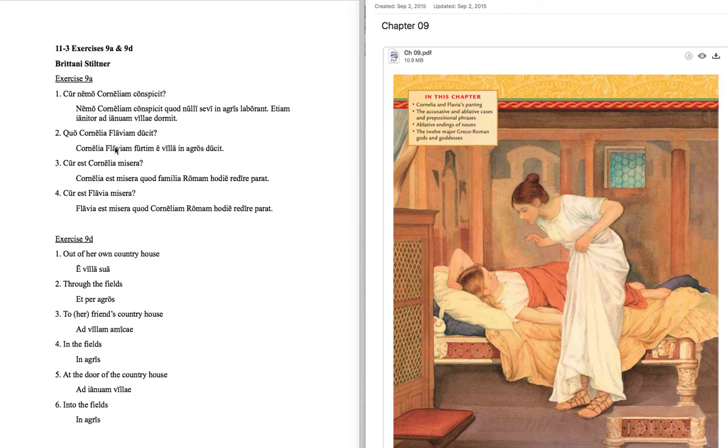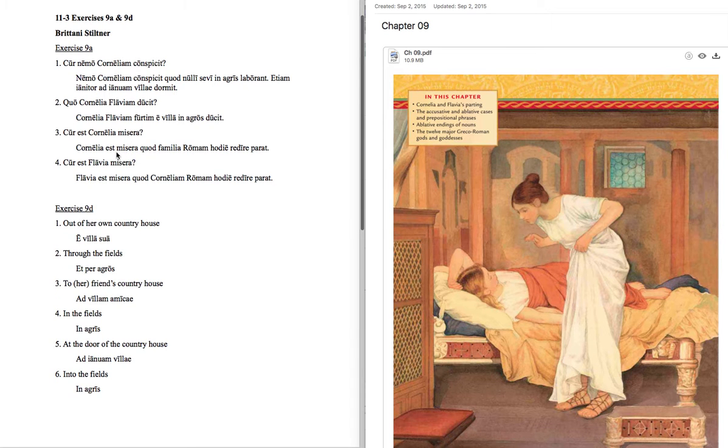All good, right down to the long marks too. By the way, it's not critical to do these long marks, but it's obviously appreciated if you have the time to do that. Number three, Cur est Cornelia misera? Why is Cornelia sad or unhappy? Cornelia is sad because the family is preparing to return to Rome today. I don't even know if that shows up in the story. That looks like Brittany just sort of figured that out, how to say that. And that's all correct. That's perfect grammar and spelling and all that right there.